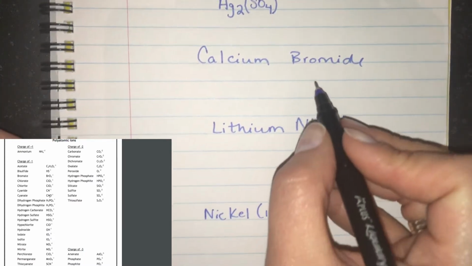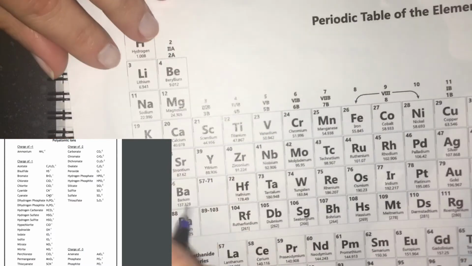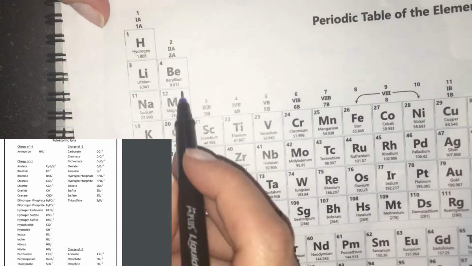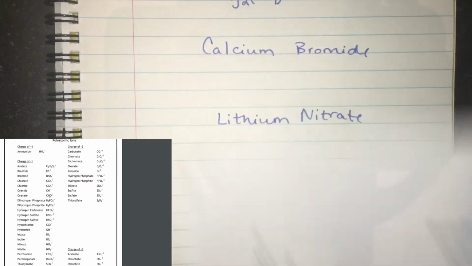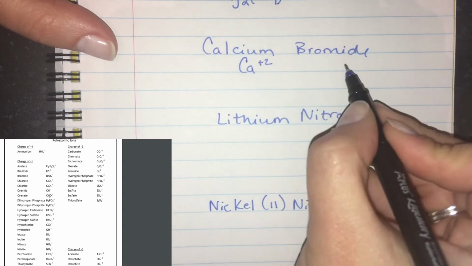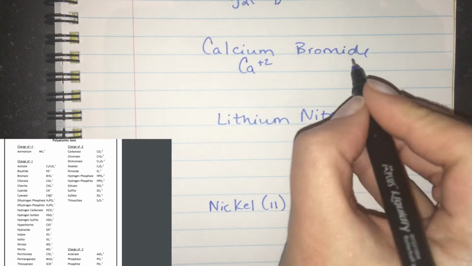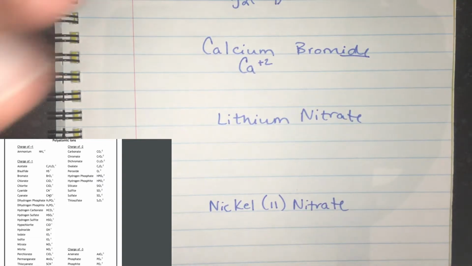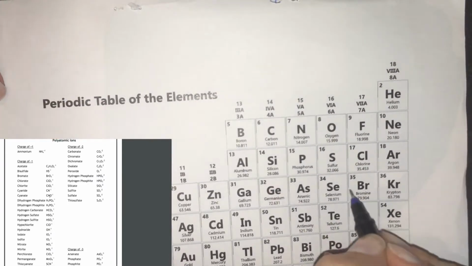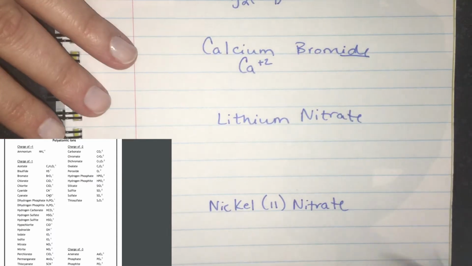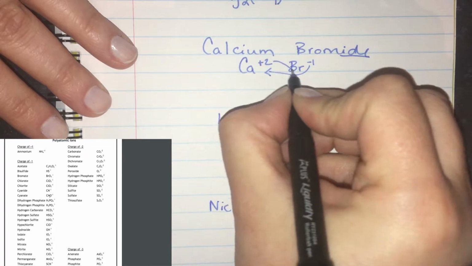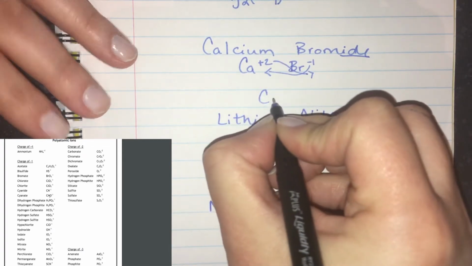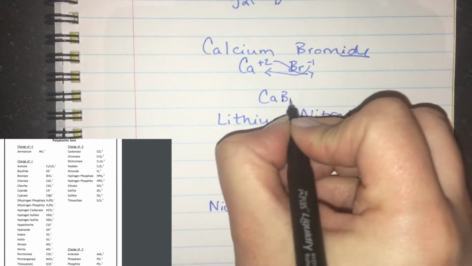All right, so calcium bromide. So calcium is obviously on the periodic table. It's right here. It is in an easy to recognize group trend. Calcium is a +2 charge. Bromide ends in IDE. So bromide is right here. It's a -1 charge. It's monatomic. So you just bring the exponents down, and the answer is CaBr2.